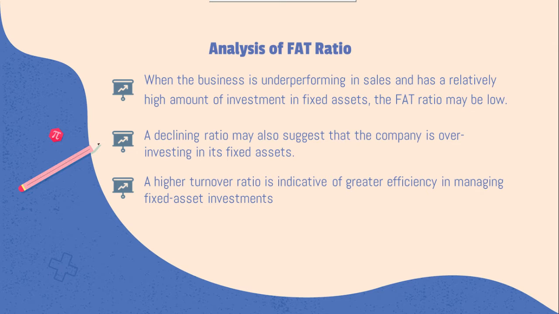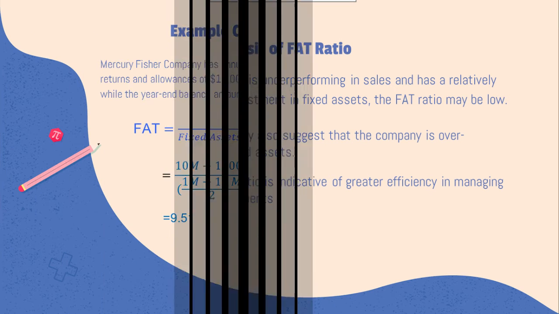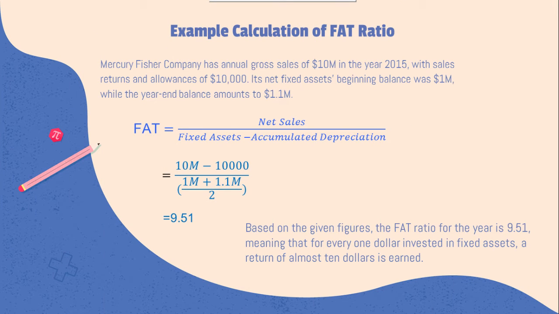But bila kita punya ratio FAT tu tinggi, we can conclude the majikan memang pandai untuk manage company dia. Sales dia tinggi dan dia pandai manage fixed assets dia. That is how we analyze the FAT ratio. Okay, next kita akan tengok example of calculation for FAT ratio.